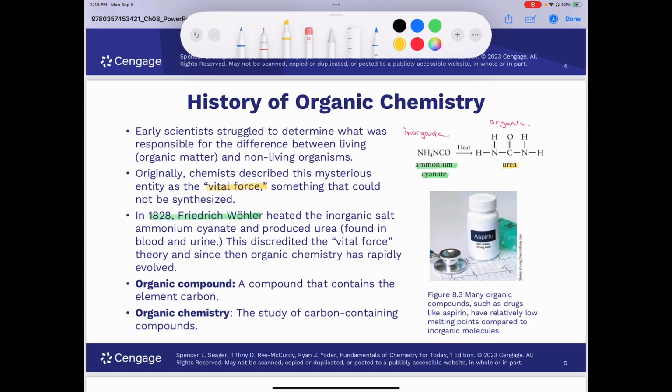So he had isolated urea from human urine and from dog urine, but he said I was able to make the urea without the aid of dog or man. And so an organic compound is a compound that contains the element carbon. And organic chemistry, of course, is just the study of carbon-containing compounds. And if you're wondering, well, where would I find a carbon-containing compound in my everyday life? Well, you know a few already. Things like carbon dioxide, or maybe you know the formula of glucose, C6H12O6.